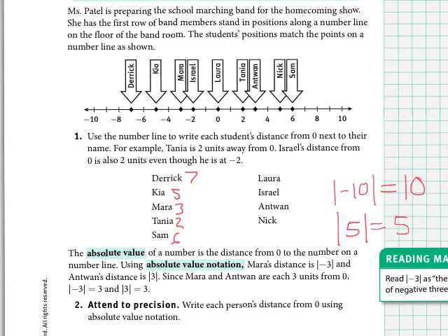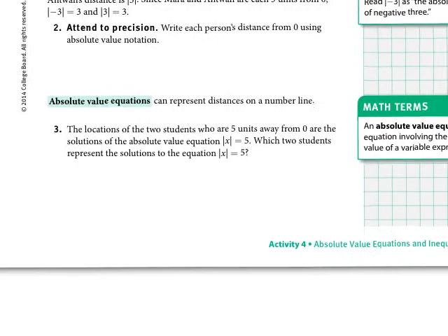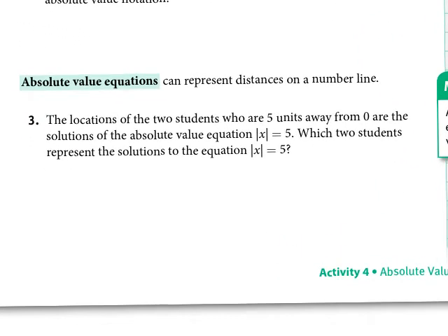So that's absolute value. If I think about it in the reverse way, like number 3, this gives me answers, okay? It says the locations of the 2 students who are 5 units away from zero are the solutions to the absolute value equation, absolute value of x equals 5. So this is saying the absolute value of something I don't know has to be 5 spaces away from zero. That's what it means when an absolute value equals 5. So if I have absolute value of x equals 5, whatever is inside of here has to be 5 spaces away from zero.